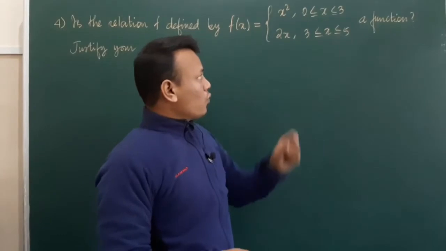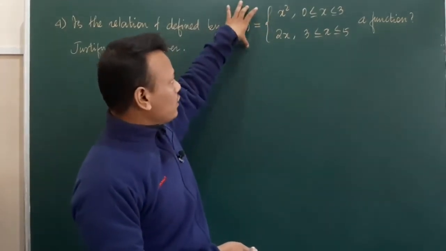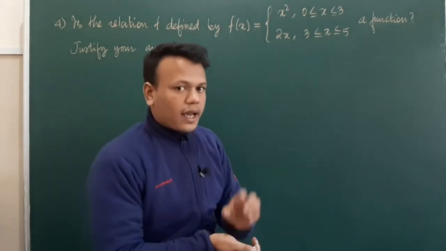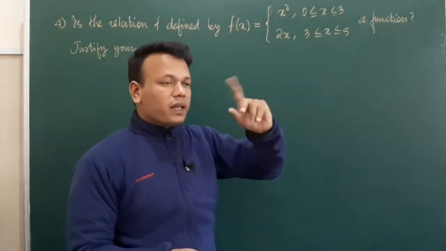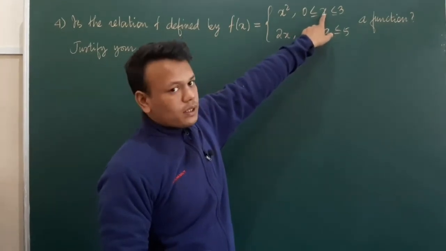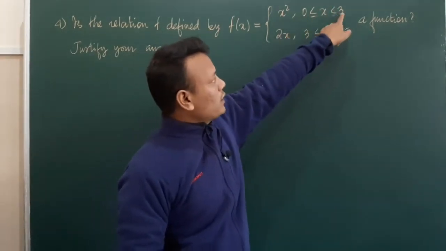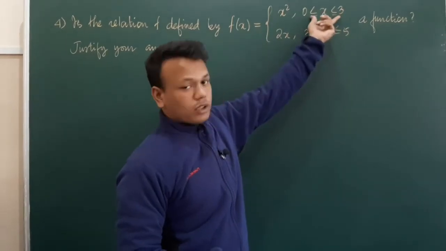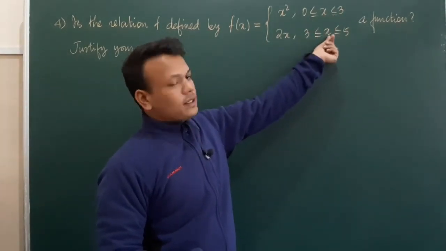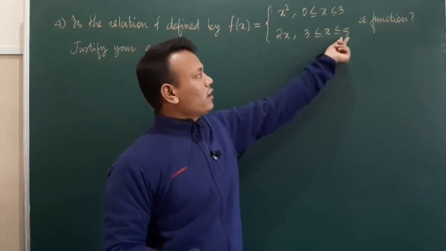And if you want to check whether this relation is a function or not, how do you need to check? You need to check at the point of split. For example, here the different values for x given are 0 and 3 for the first one, and for the second one we have the value of x splitting between 3 and 5.